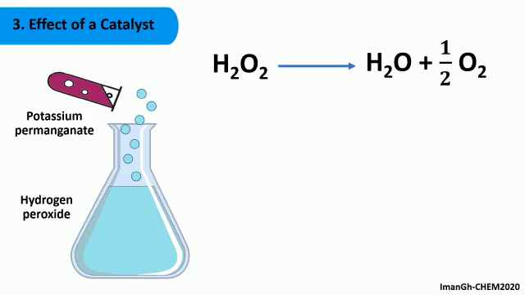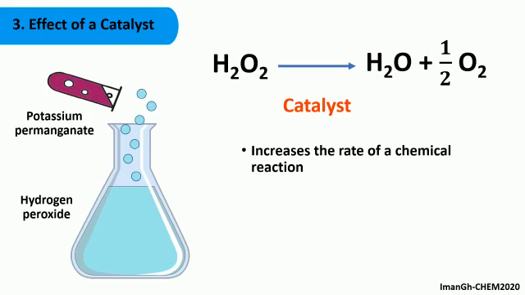Then potassium permanganate acts as a catalyst, which is a substance that increases the rate of the reaction. A catalyst remains unchanged at the end of the reaction, thus it is not used up. That's why we write the formula of the catalyst on the arrow when writing a chemical equation. KMnO4 is the formula of potassium permanganate.